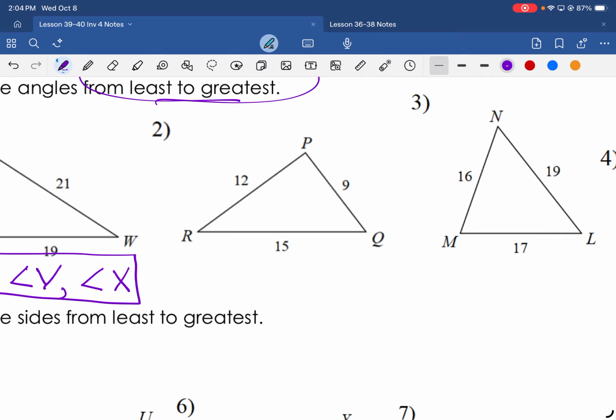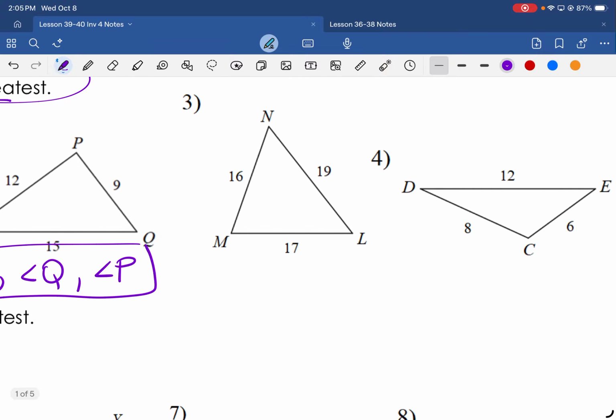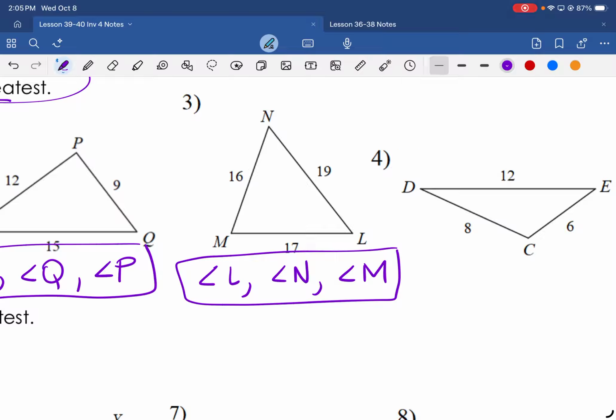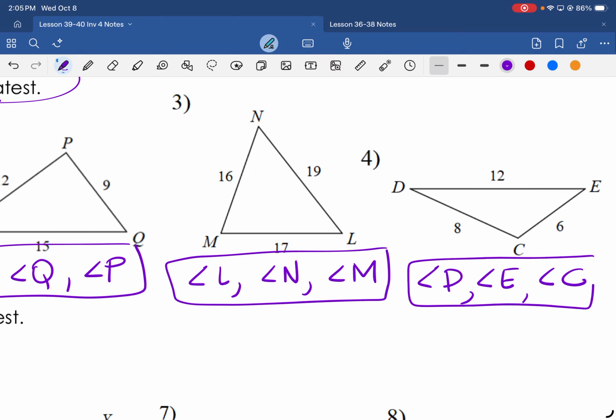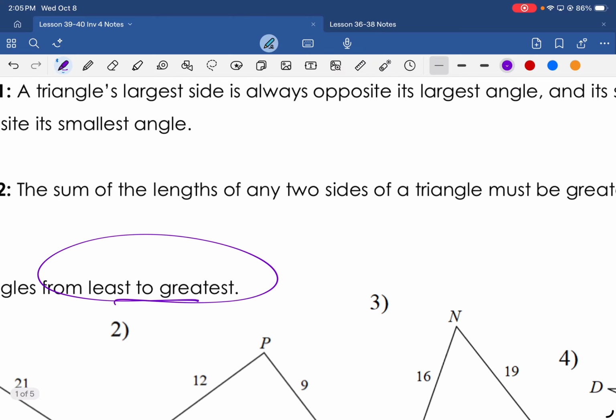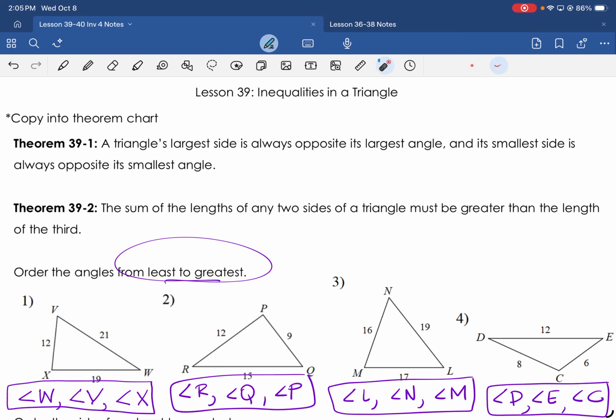All right, Kellen, number 2, please. Angle R, then angle Q, then angle P. Do y'all agree? Beautiful job. Gabby, number 3, please. Angle L, angle N, angle M. Do y'all agree? Yes? Okay. Harper, number 4, please. Angle D, angle E, angle C. What y'all think? D, E, C, do y'all agree? Yes. Okay, beautiful job.